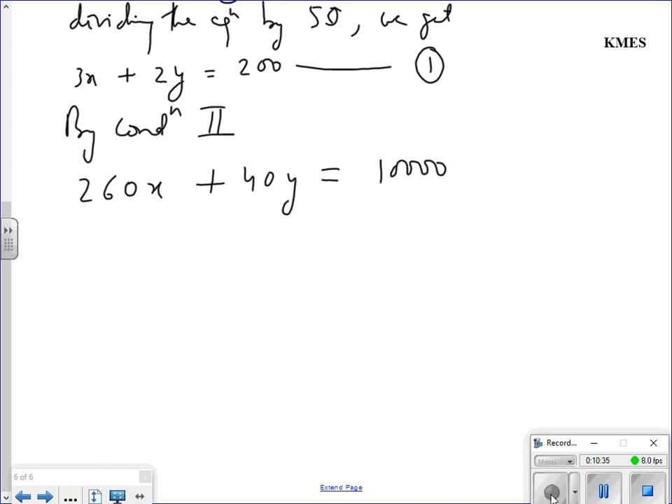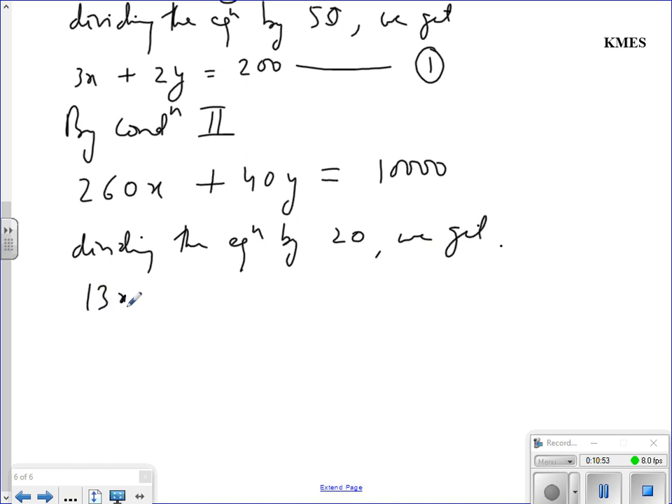We can further reduce this equation by dividing it by 20. So dividing the equation by 20, we get 13x plus 2y equal to, when we divide 10,000 by 20, we get 500. That gives us equation number 2.